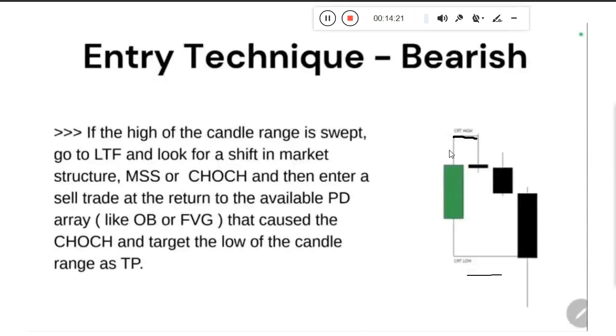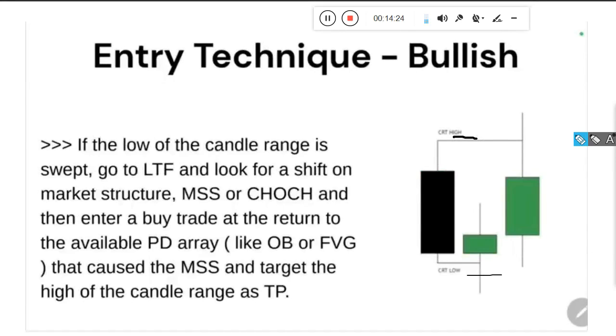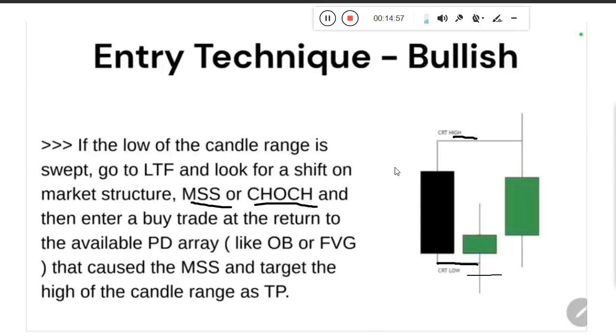So that is for a bearish scenario, and this is for a bullish scenario. So the bullish scenario is just the reverse. Once they took out the low of the candle range, it is from your second candle that you go back to your lower time frame and look for your market structure shift or change of character. After the market structure shift, you wait for a return to the next PD array that is available, and then you take the order block. So that is the entry technique you use.